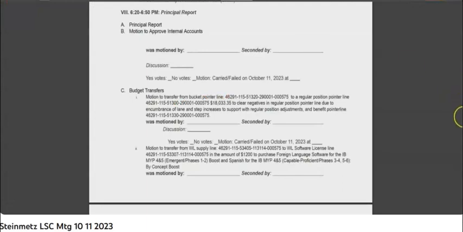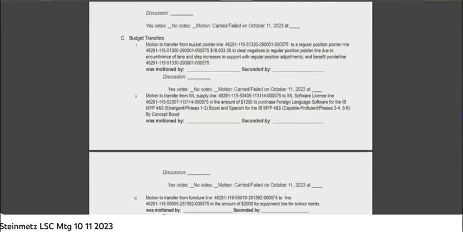So next transfer? Motion to transfer. This is just the movement transfer. So motion to transfer from World Language Supply Line 46291-115-53405-113-114-0000575 to World Language Software License Line 46291-115-533-07113-114-0000575 in the amount of $1,200 to purchase foreign language software for the IB MYP 4 and 5.